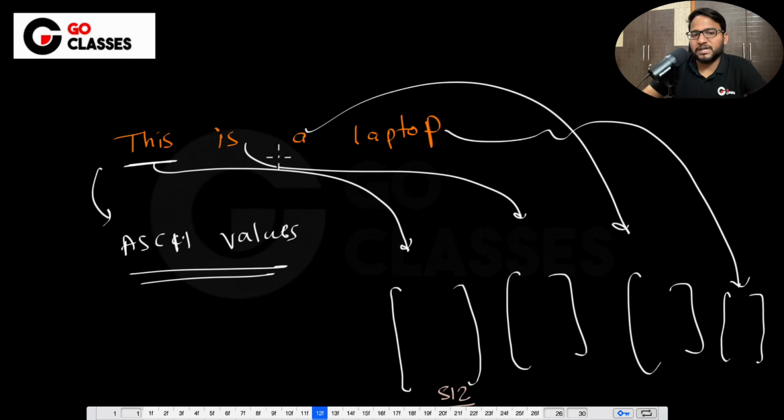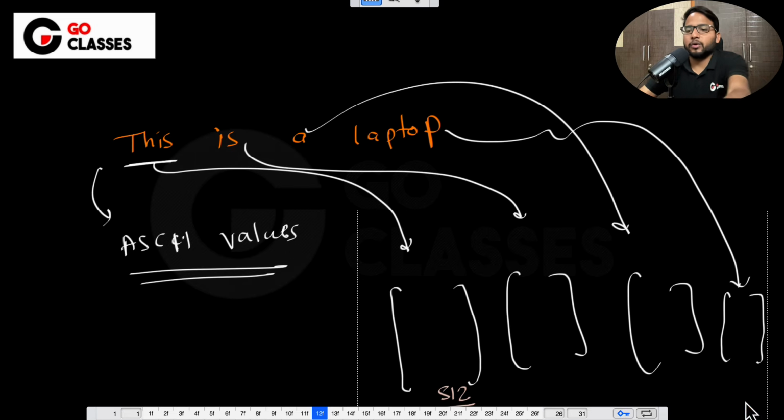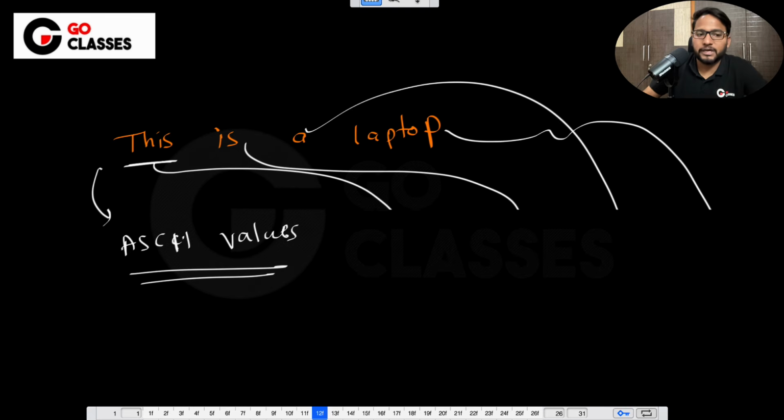Suppose you have one sentence which is, "This is a laptop." How do you think we can convert that to a vector or a matrix? You can say, okay, I will be using ASCII values, which means I will take the ASCII value of t, the ASCII value of h, and so on, and convert this to numeric values. This is one of the ways.